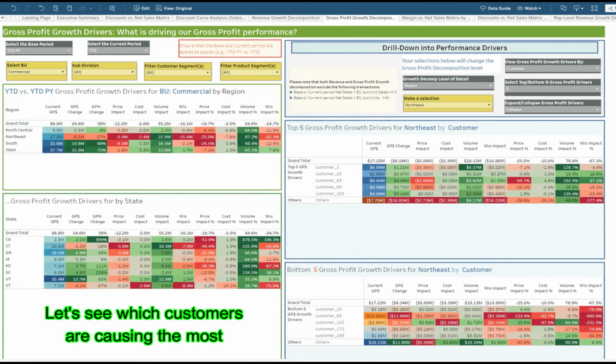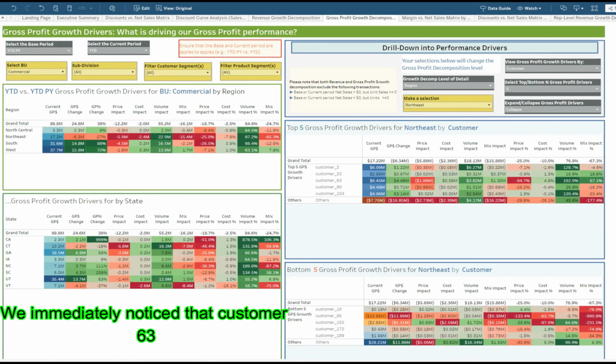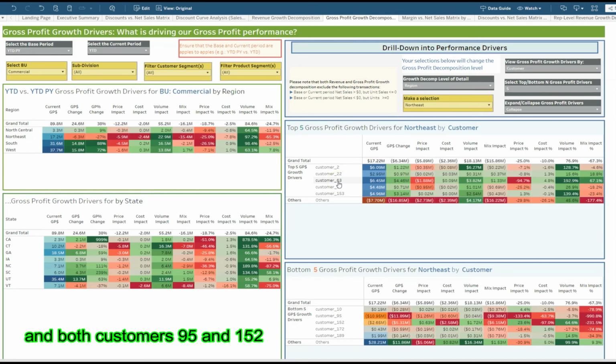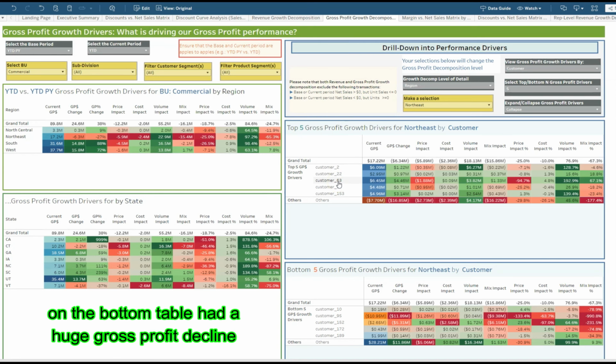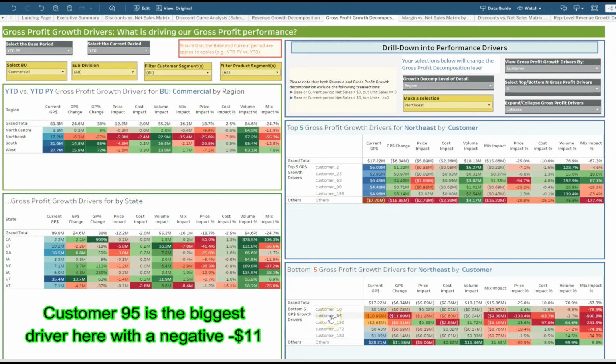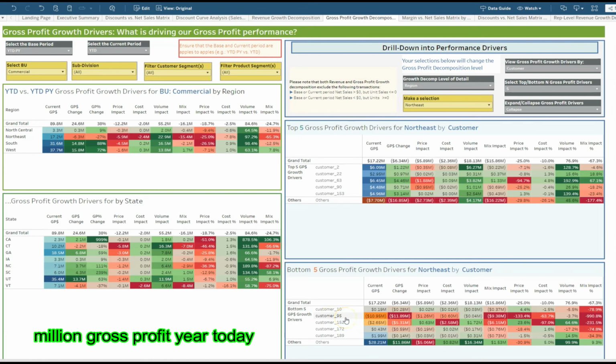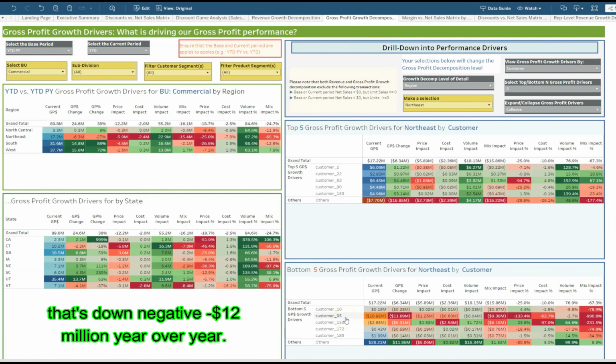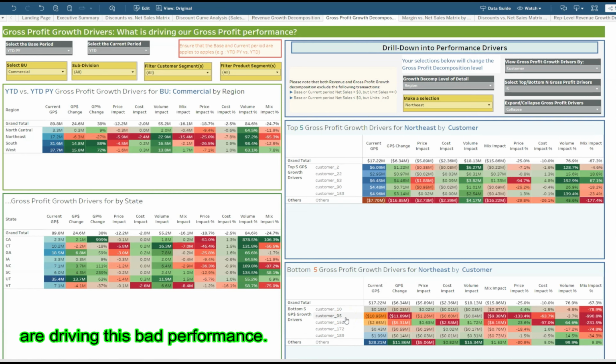Let's see which customers are causing the most significant adverse pricing or mix impacts. We immediately notice that customer 63, over here, had a negative $2 million pricing impact. And both customers 95 and 152, in the bottom table, had a huge gross profit decline along with significant adverse mix impacts. Customer 95 is the biggest driver here. The negative $11 million gross profit year to date, that's down negative $12 million year over year. So let's dive deeper and understand which products are driving this bad performance.